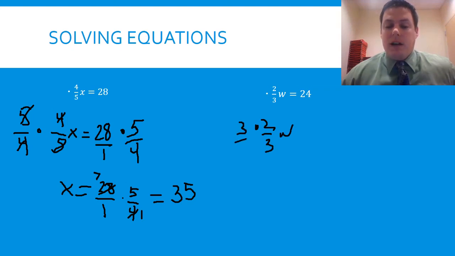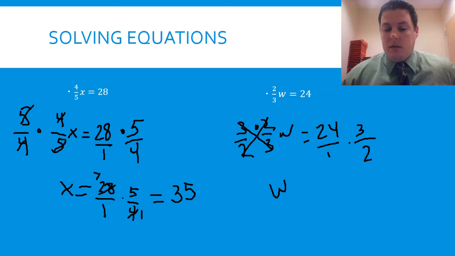want to multiply by 3/2. So if we multiply both sides by 3/2, these cancel, we get w equals 36.